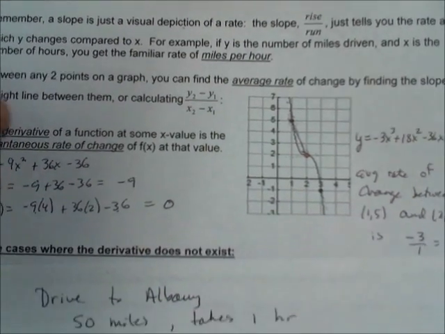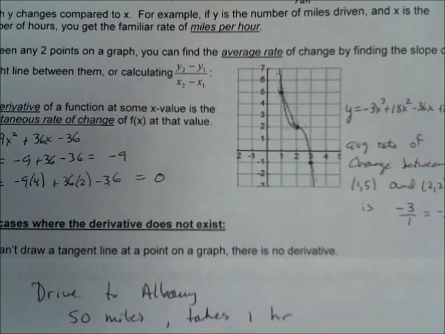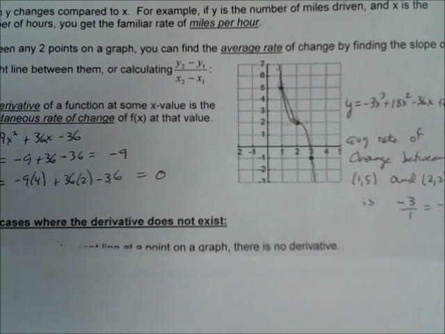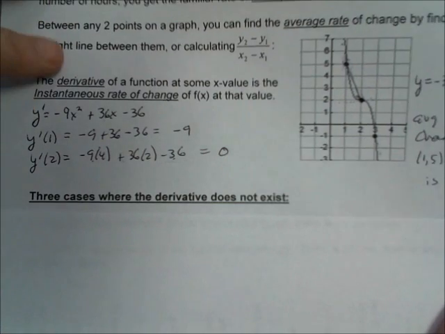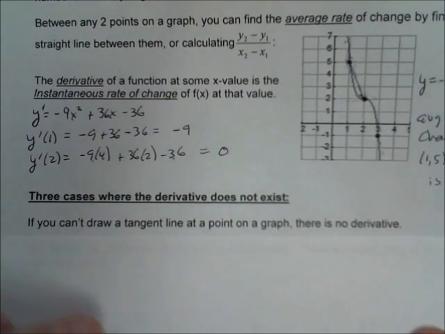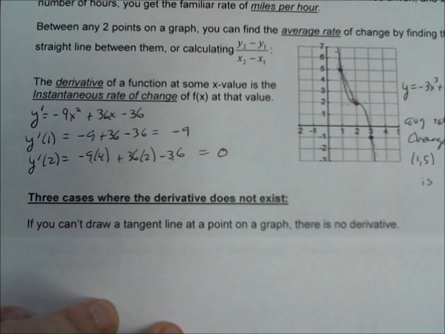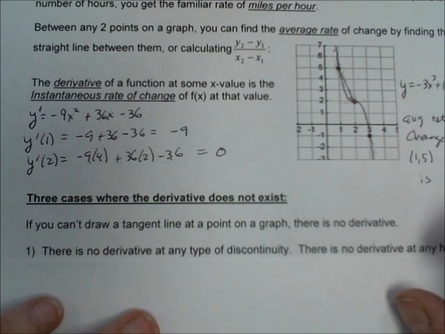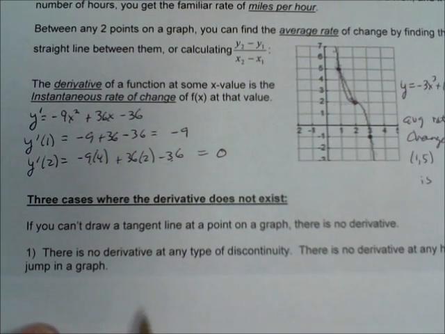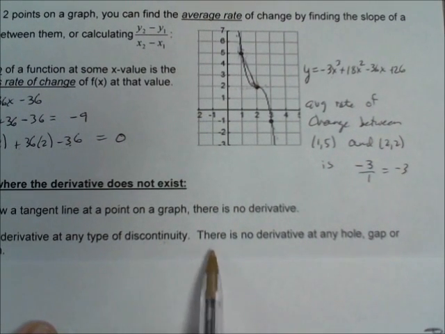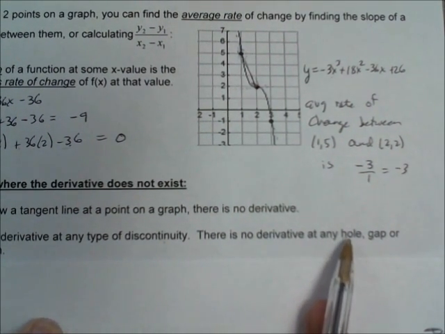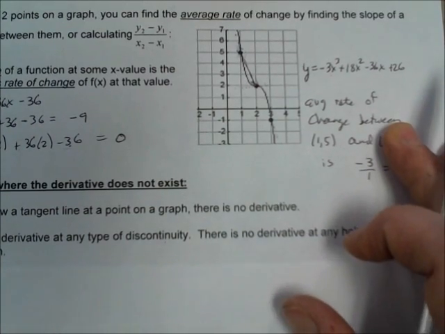The last thing I want to talk to you about today is that there are 3 cases where derivatives actually do not exist. Those 3 cases, if you can't draw a tangent line at a particular point on a graph, then there is no derivative. So keep that in mind when we talk about these 3 cases. First of all, there is no derivative at any type of discontinuity. There is no derivative at any hole, gap, or jump in a graph.